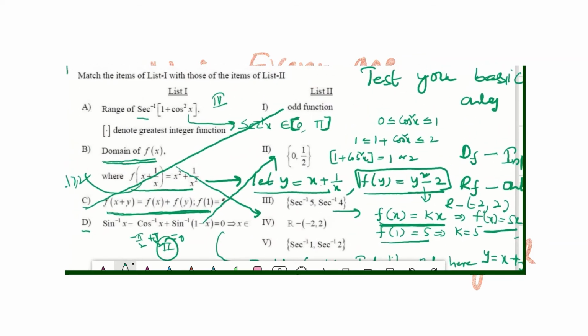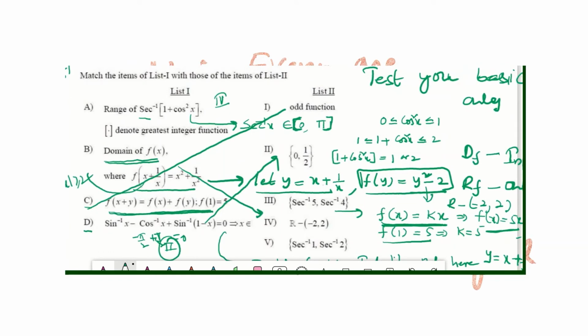When you come to the first one, we should understand the domain and range of secant inverse. As you know, the domain of this one is minus infinity to minus 1 union 1 to infinity, but the range will be 0 to pi except pi by 2. Secant inverse x belongs to 0 to pi except pi by 2. To find the required range using this function, we know that 0 is less than or equal to cos squared x, which is less than or equal to 1. Adding 1, we get 1 less than or equal to 1 plus cos squared x less than or equal to 2. So I got the relation for the function 1 plus cos squared x. It always falls between 1 and 2.